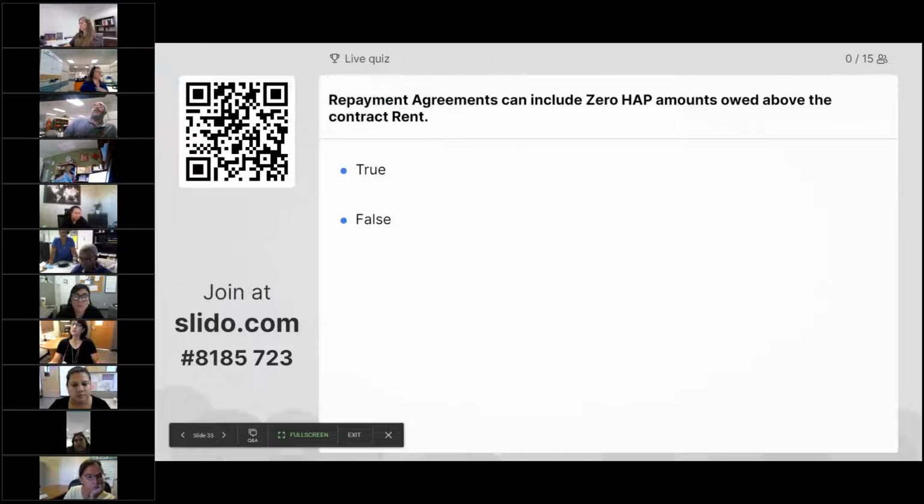All right, first question. Repayment agreements can include zero HAP amounts owed above the contract rent. True or false? Got 10 of 17, 11, 12. Going once, going twice. 13.